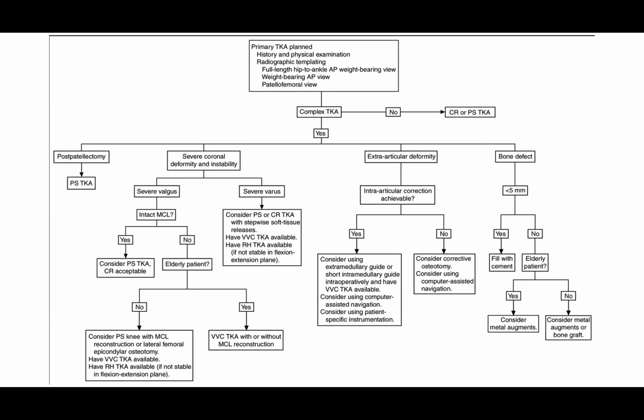And if there is an extra-articular deformity and intra-articular correction is achievable, consider using an extramedullary guide or a short intramedullary guide, and consider using computer-assisted navigation. And if the intra-articular correction is not achievable, consider a corrective osteotomy. If there is a bone defect less than 5 mm, it can be filled with cement. And if it's more, consider using metal augments.